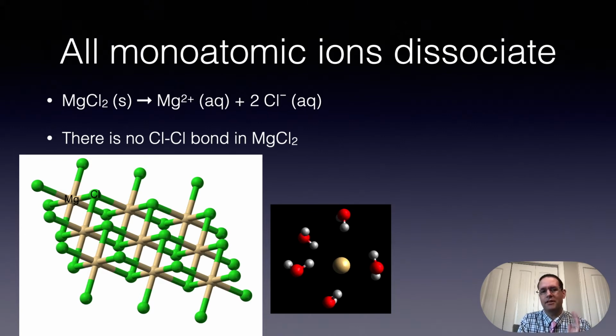I have this formula here, magnesium chloride. Magnesium chloride is composed of magnesium ions, shown here in this crazy diagram in kind of a tan color, and chloride is shown here in green, okay? Now, MgCl2, you might think, well, there's two chlorines, they're connected or something, but in this diagram, none of the green chlorides are bonded with a line to any other green chloride, okay? They're not bonding to each other. There is no chlorine-chlorine bond in magnesium chloride.